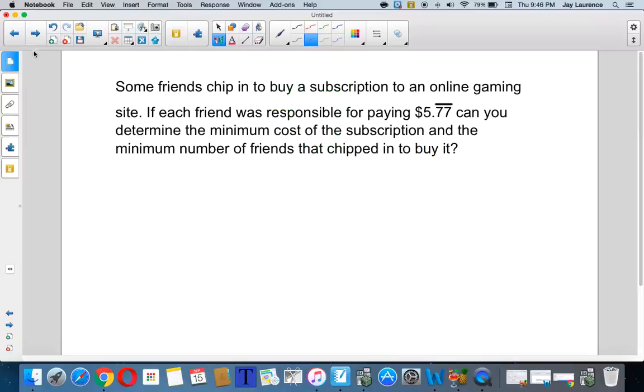All right, this example you're going to do on your own. Well, in your little group there, you can talk about it, okay? Some friends chip in to buy a subscription to an online gaming site. If each friend was responsible for paying $5.77 repeating, can you determine the minimum cost of the subscription and the minimum number of friends that chipped in to buy it?